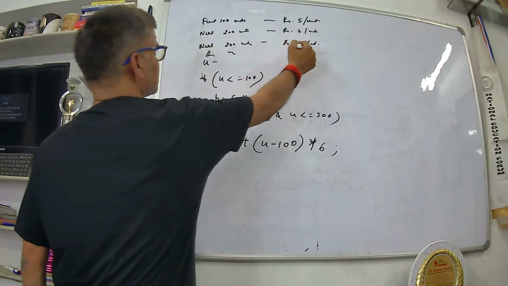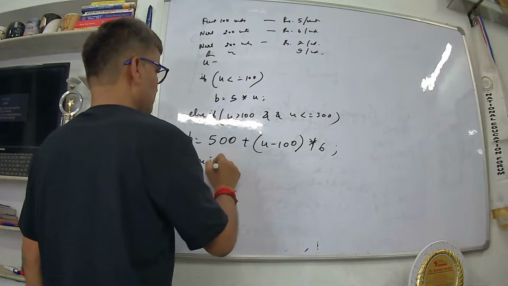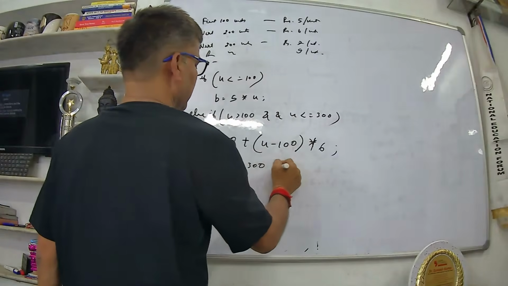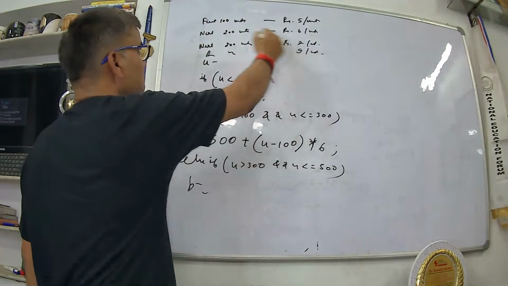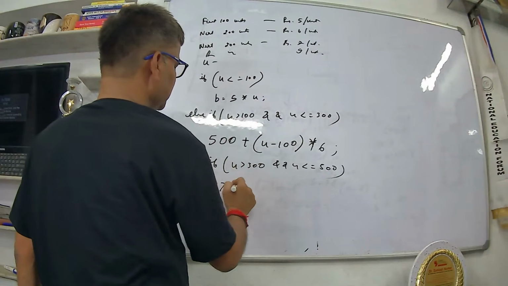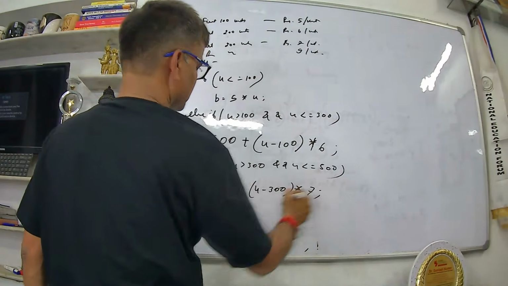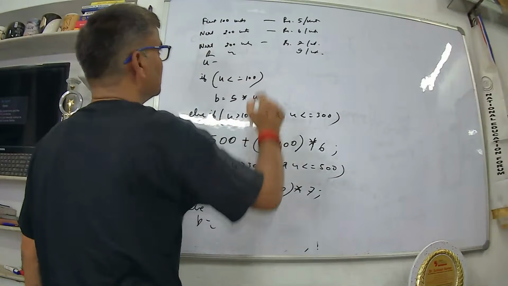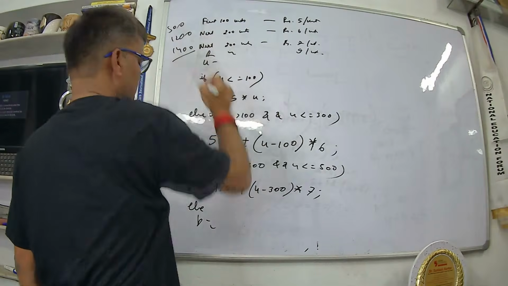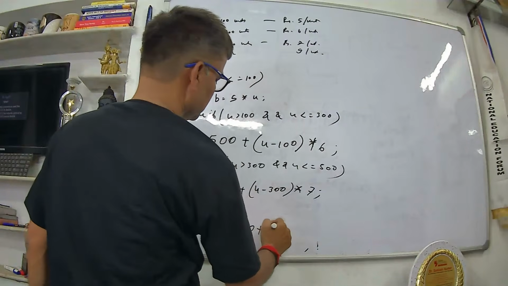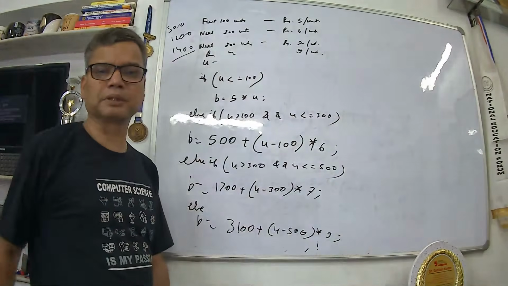And above 500, it is rupees 9 per unit. Now else if u is greater than 300 and u is less than equal to 500, now b equal to 500 plus again 200 into 6, 1200, so 1700 plus (u minus 300) multiplied by 7. Now else b is equal to 500, 1200, 1400, so 3100 plus (u minus 500) multiplied by 9, and then we will print the final bill.